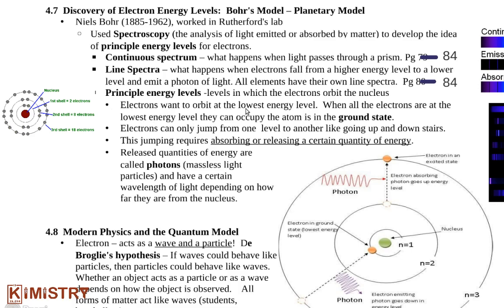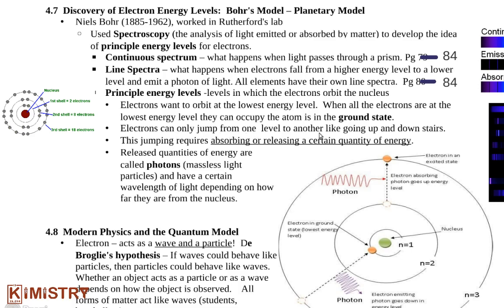Electrons want to orbit in the lowest energy level possible because nature is lazy. And when all the electrons are in the lowest energy level that they can occupy, that's called the ground state. Think about standing on the ground and jumping up and down the stairs. So when you're on the ground state, that's the lowest energy level. And when you jump up to a step, you've gone to a higher level. You had to bend your knees and jump. You took in more energy to get there. So the lowest level is the ground state.